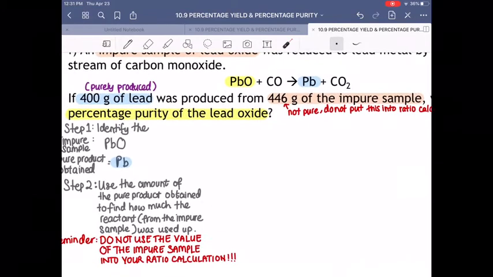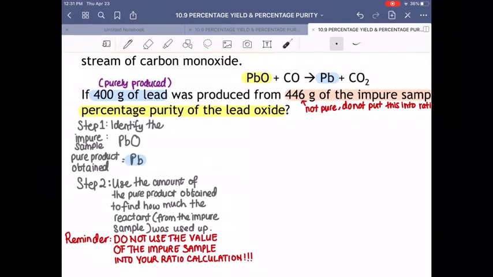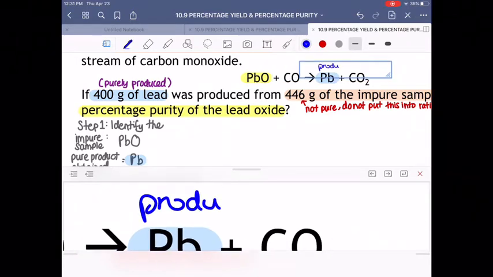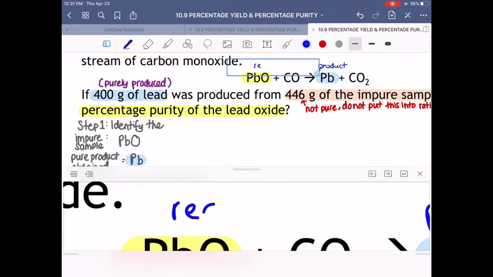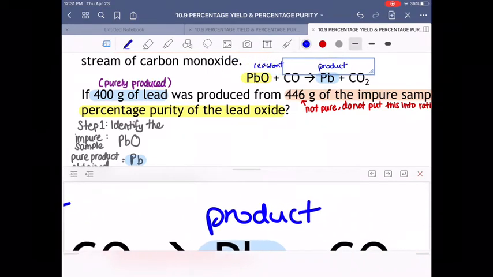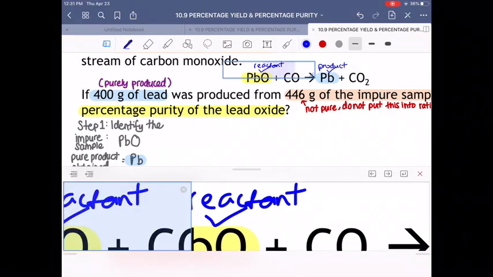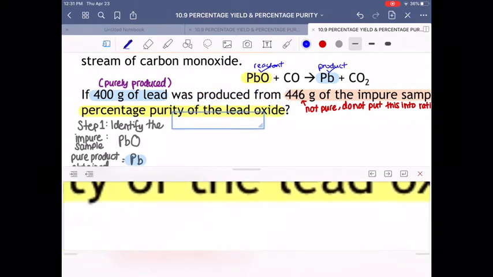So our first step, you must know which one is impure, which one is pure. So our impure sample is the PbO. It must have mixed with something else. Then our pure product is the lead. This is the product. Let me write here. This is the reactant. So for this case, our product given is this lead. Our reactant we need to analyze is the lead oxide, PbO.